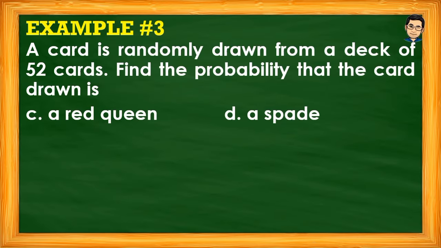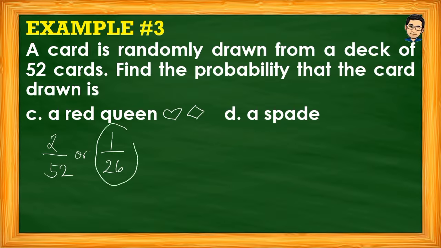Next, for letter C, a red queen. Okay. So, ilan ang queens natin? 4. And then, sa 4 na yon, dalawa doon yung red card, dalawa yung black card. So, ibig sabihin, meron tayong 2 over 52. So, yung mga red queen natin, ito yung heart and diamond. So, 2 over 52 or 1 over 26. Yung GCF nila is 2.